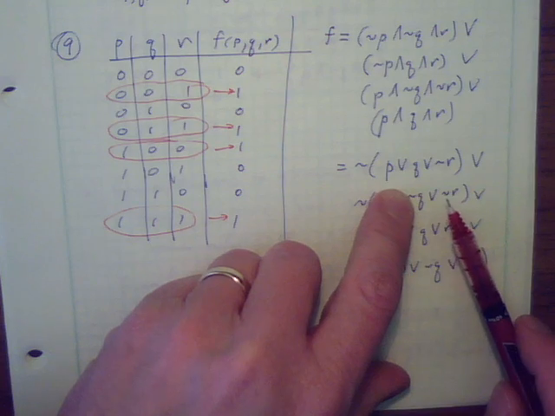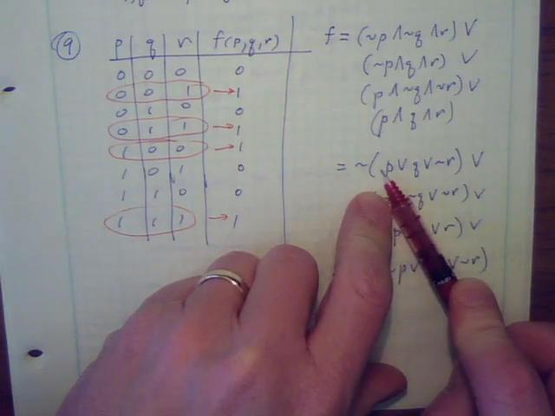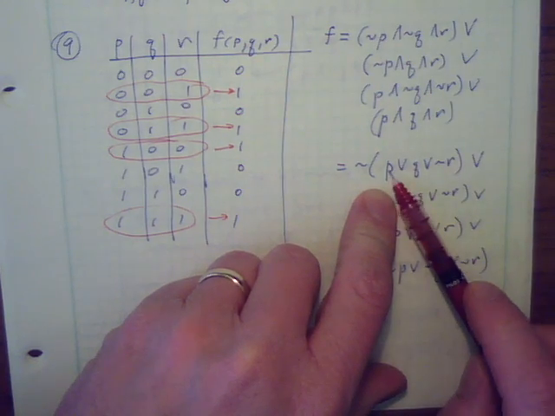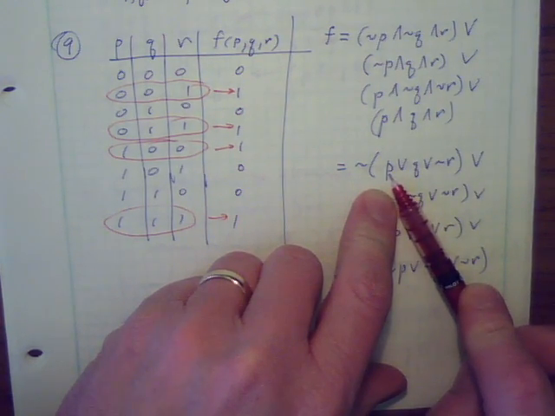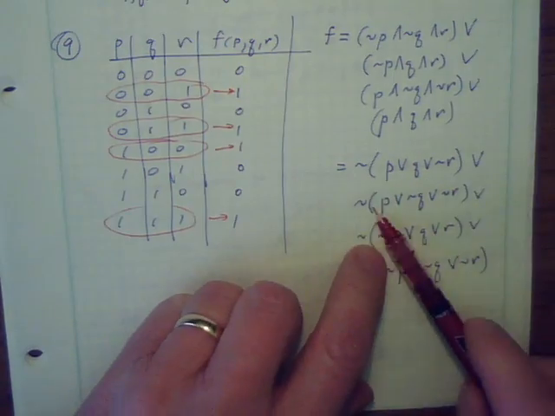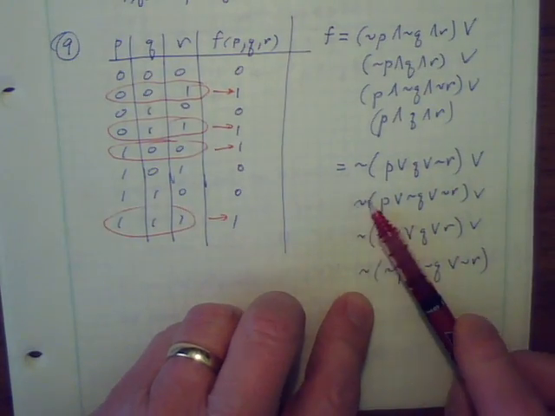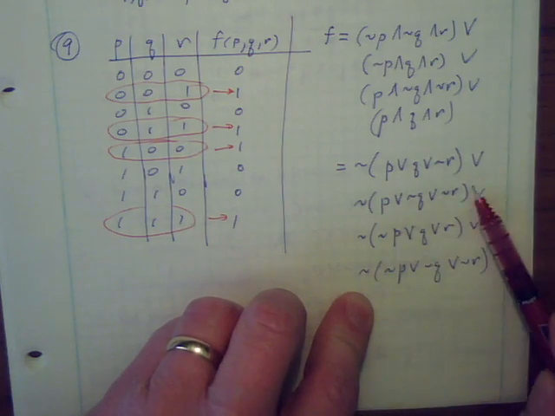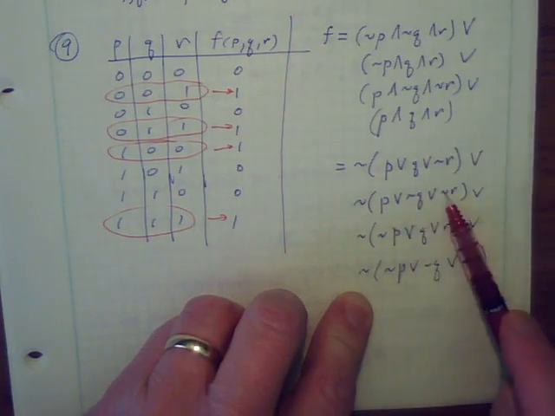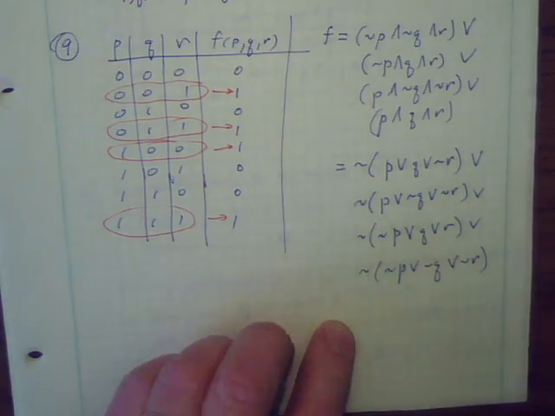Okay, so you can see I've done that. Here I had a double negative on P, which turned it back into P. And I flipped the sign on the Q, and I flipped the sign on the R. And I do the same thing for all the others. I put a big not symbol out front of the big parentheses, turn the ands into ors, and flip the signs on the P and the Q and the R. And that does it.